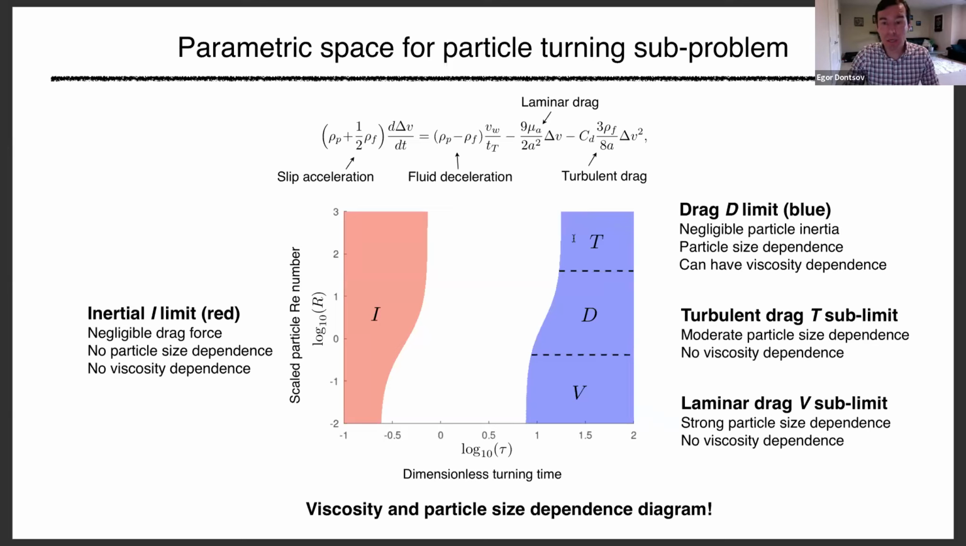And also within drag, on the vertical axis, your particle Reynolds number depends on the parameters. You can have turbulent drag dominated or viscous drag dominated. If it's turbulent drag dominated, your viscosity is not important, and your particle size dependence is relatively modest. But for viscous drag, we have higher dependence on particle size and dependence on the viscosity, right? So the bottom line is, depending on where you are, this allows us to understand what sensitivity we have to viscosity and particle size for this problem of turning.